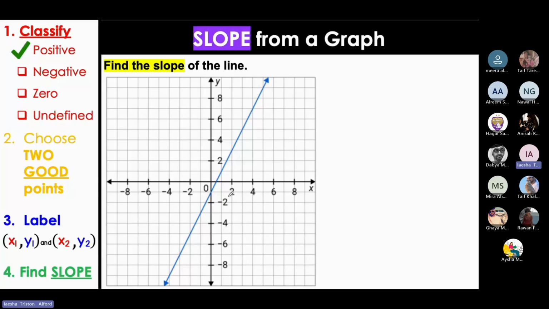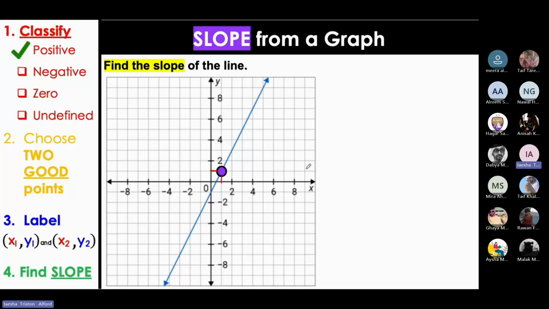When they give you a graph, sometimes they're going to give you the points, and sometimes they're going to give you the line like this. Make sure that you're choosing good points. Remember, what is a good point? It has to match with the number on the x-axis, and it has to match with the number on the y-axis.